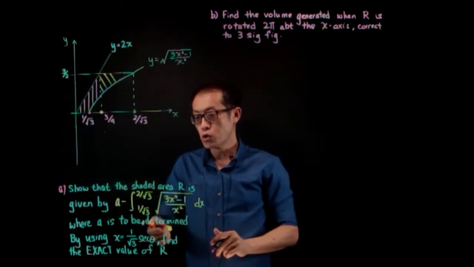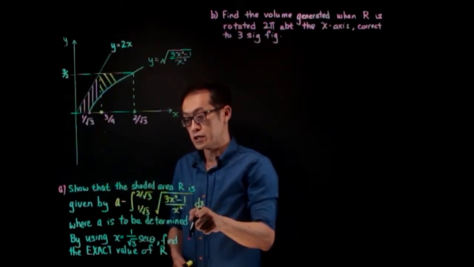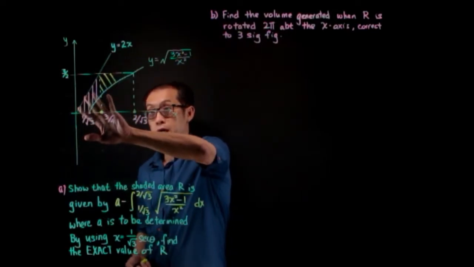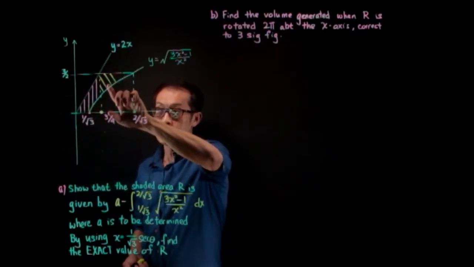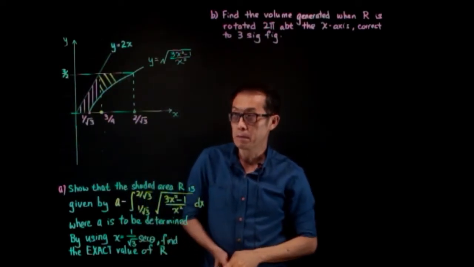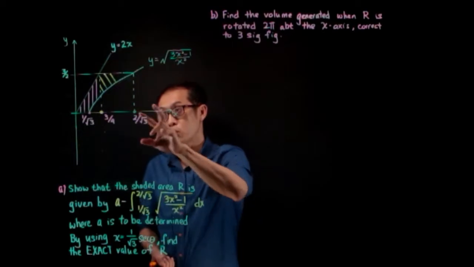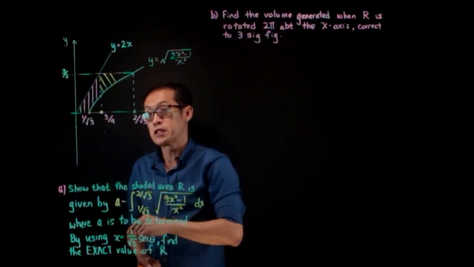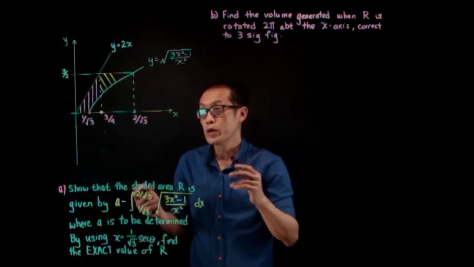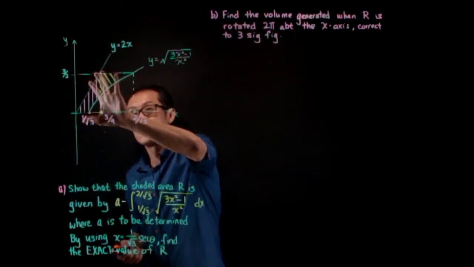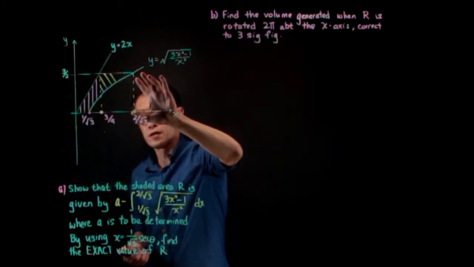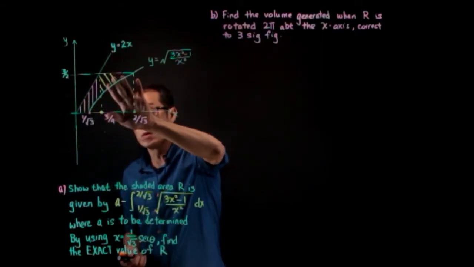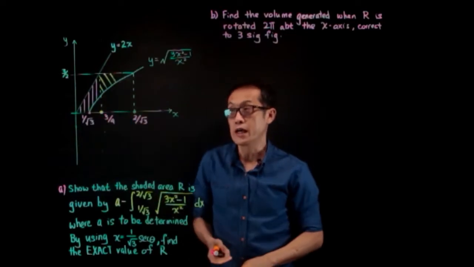Now, you are asked to show that the shaded area is given by this expression, where A is to be determined. There are two parts of the shaded area. One part is shaded in orange, the other part is shaded in pink. You are supposed to show that the sum of these two areas equals this expression. What we can do is find the area of this trapezium, then minus off this white portion here. That will give you the shaded area.